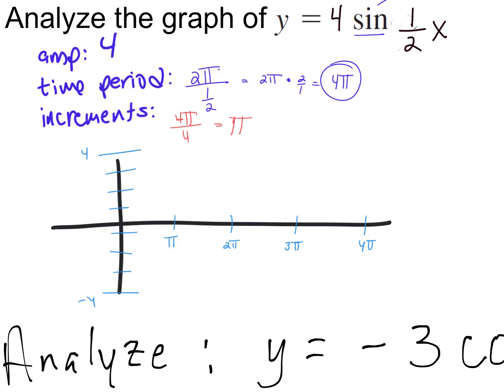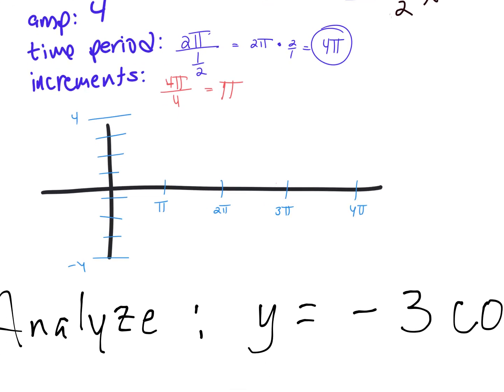It's a matter of making sure that each of your graphs are going to look the same, but what's going to be different are the numbers, like on the amplitude and your increments. So that's why you got to make sure your math is right.